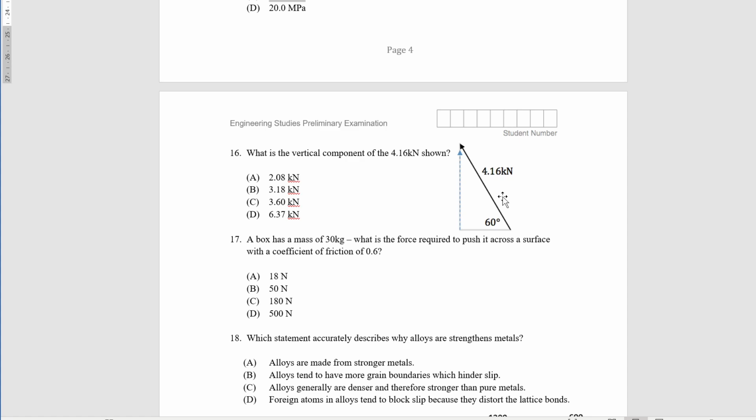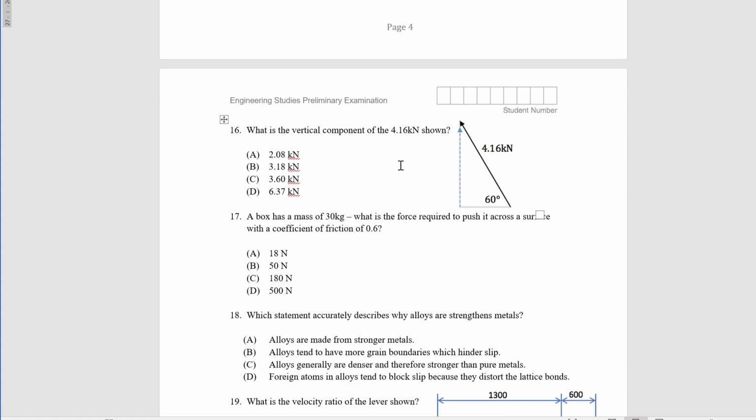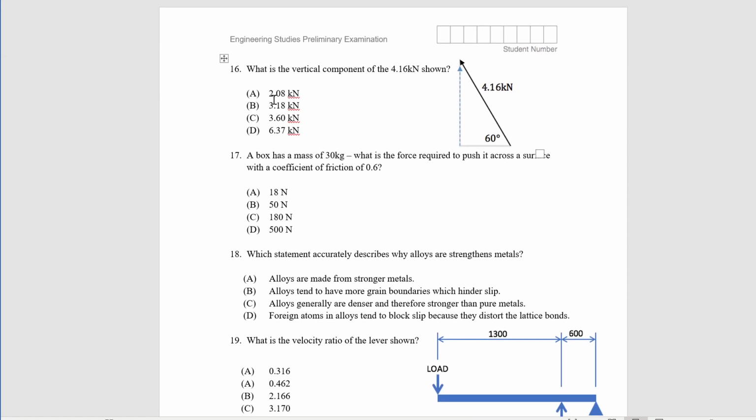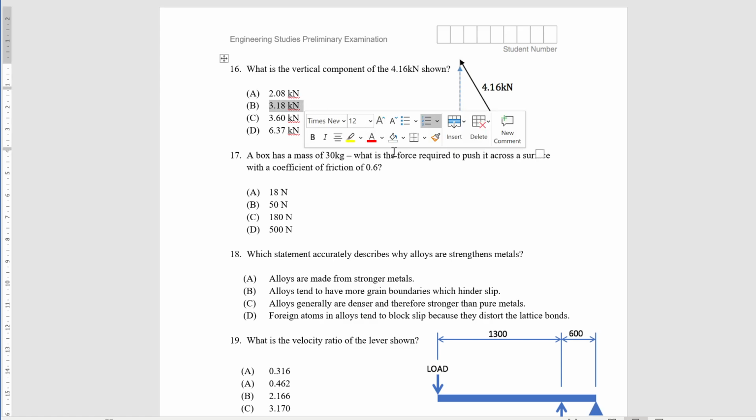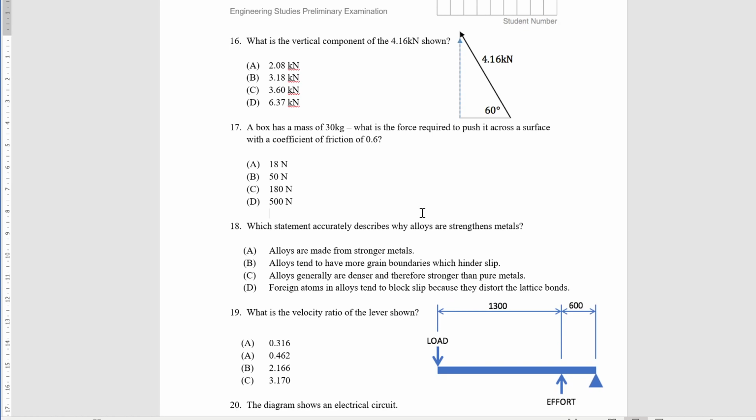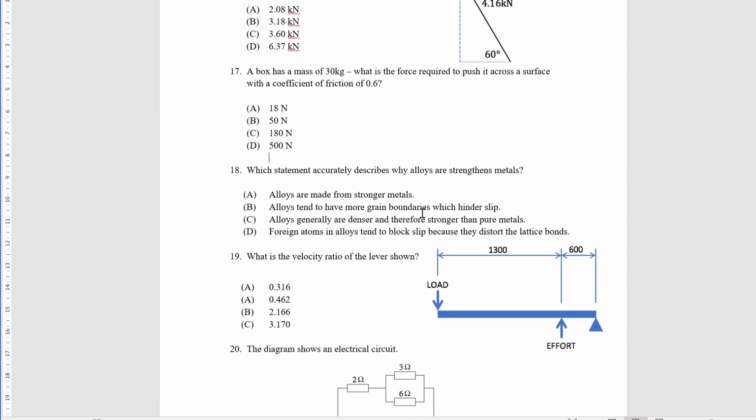So 0.866 times 4.16. Obviously, you can use trigonometry. I don't really feel as though I need to teach you trigonometry. That's assumed knowledge for the course. I have explained it many times in class. There's a YouTube video where I've recorded where I went through it this year, so at the time of recording.